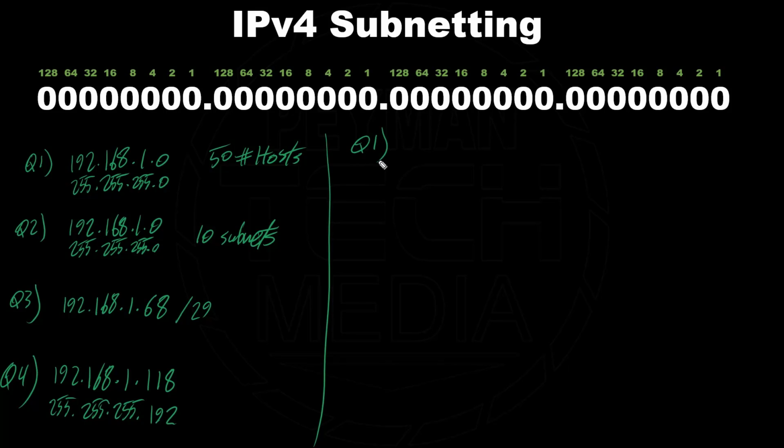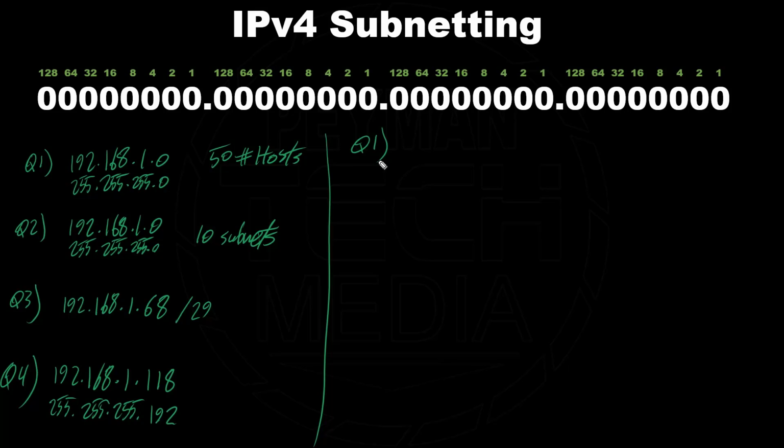Okay, first let's go over question number 1. For question 1, they give us the network address 192.168.1.0 with a default subnet mask of 255.255.255.0, because this is a class C network address, and the default subnet mask for class C is 255.255.255.0. And they are saying we don't need 254 available IP addresses. We only need 50. We don't want to waste all those additional IP addresses.